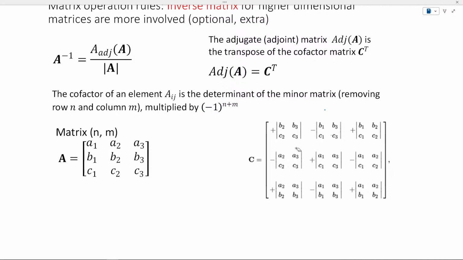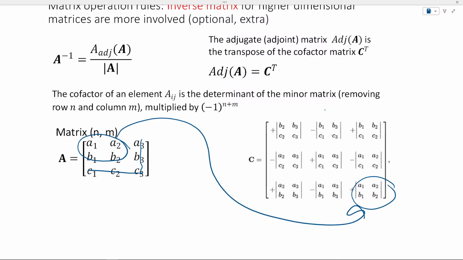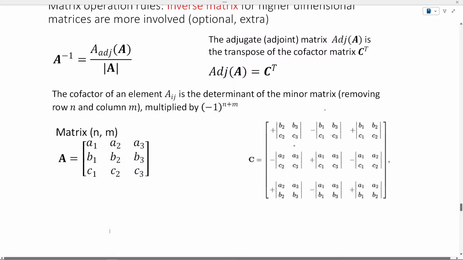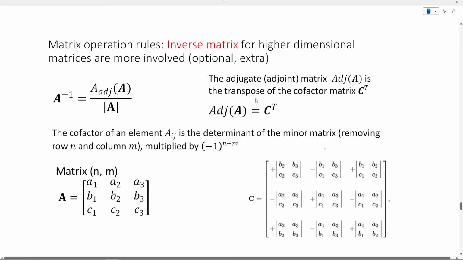But anyway, these details are not important. For example, if I want to get this guy, that would be what? That would be this guy, and that will be this guy here. But again, these details are not important, and this is just extra and optional. You just become familiar with it. Typically, we don't solve these things by hand, but we typically solve this using a programming language.